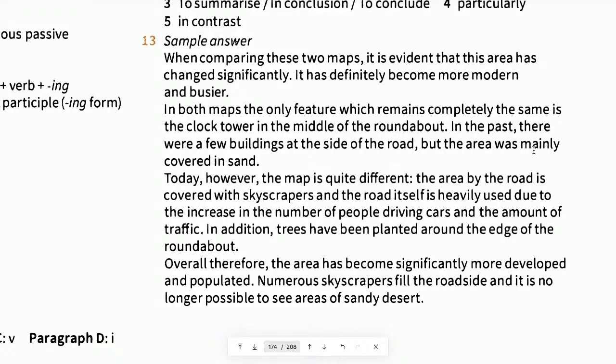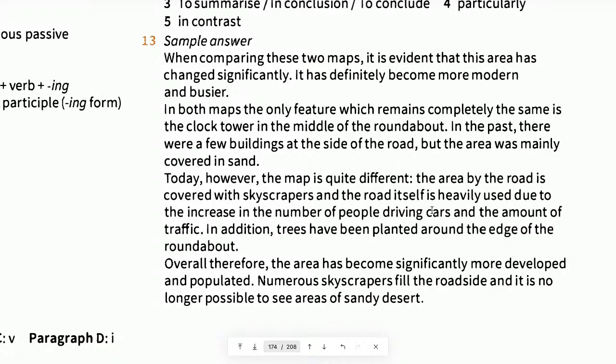Just the same as above when they say was mainly covered. You see? Was mainly covered. Here we have is heavily used. And you will see that they use the adverb somewhere like that. Okay, so this is the way to use an adverb. You want to add something just to emphasize something, or you want to describe more, then you add those things.